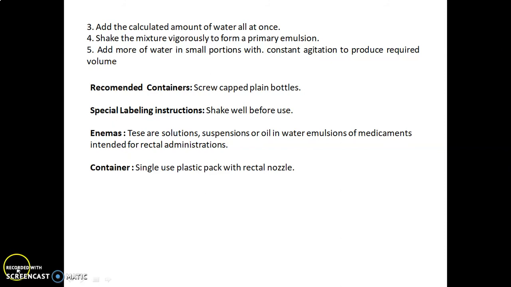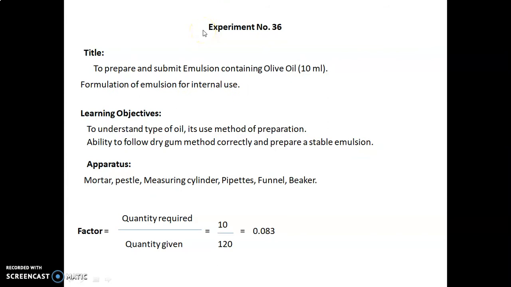So in the next session we will see about the experiments. So we have experiment number 36. Title of this experiment is to prepare and submit emulsion containing olive oil 10 ml, formulation of emulsion for internal use. Learning objectives are to understand the type of oil, its use, method of preparation, and ability to follow the dry gum method correctly and prepare a stable emulsion.